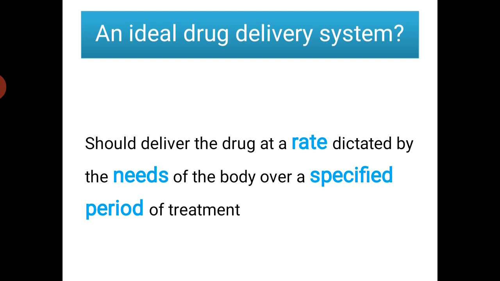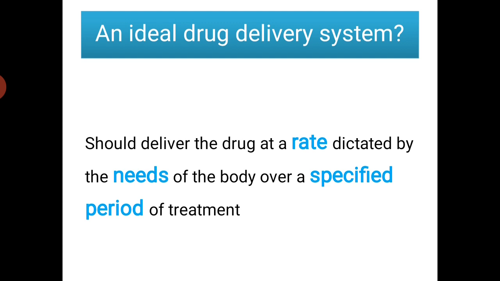And if the maximum safe concentration is 25 microgram, and the drug is releasing 100 microgram, it goes beyond the safer concentration. So the need of our body is to release the drug from 10 microgram to 25 microgram. 10 is the minimum effective concentration, 25 is the maximum safe concentration. The body requires the drug concentration between 10 to 25. That is the need of our body.